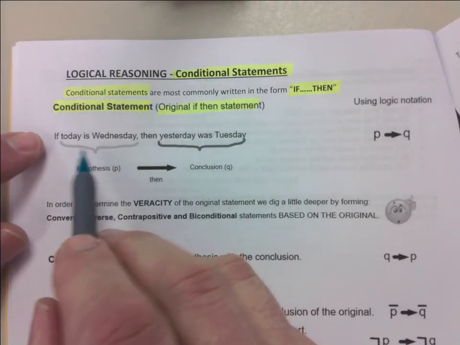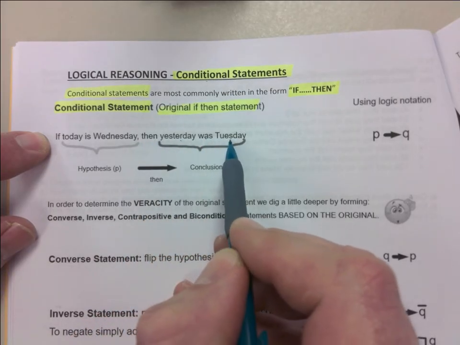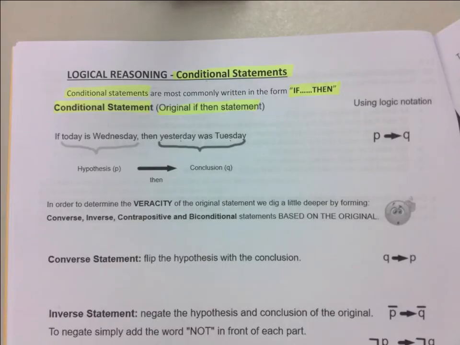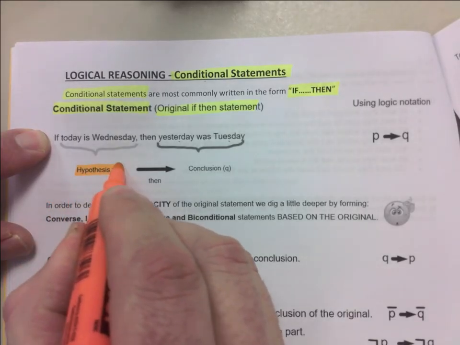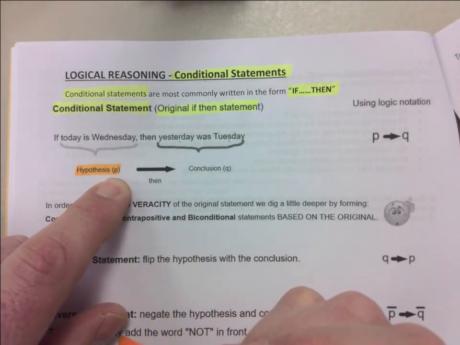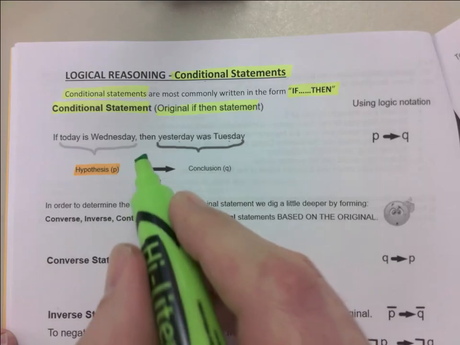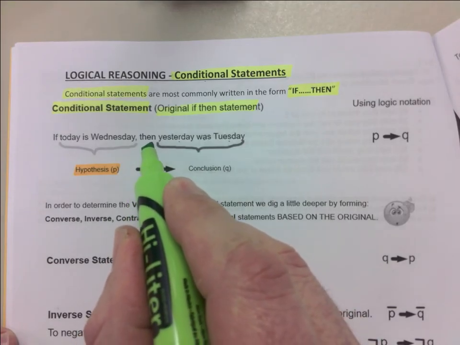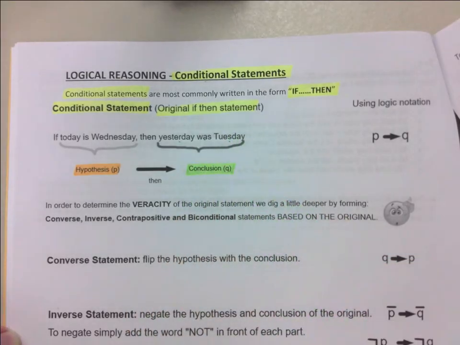So this is an example here. If today is Wednesday, then yesterday was Tuesday. I think everybody would agree with that statement. And so we break this down into two components. Whatever follows the if is called the hypothesis. We use the letter P for that. And we use a different color for conclusion. Then, whatever follows the then, yesterday was Tuesday, is called the conclusion, Q. Okay?